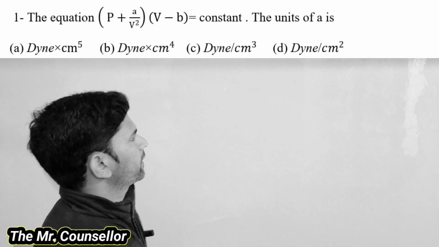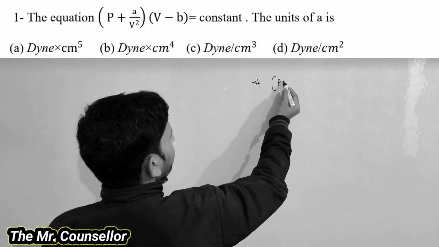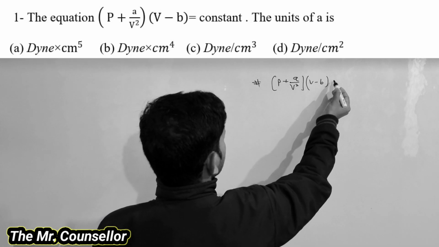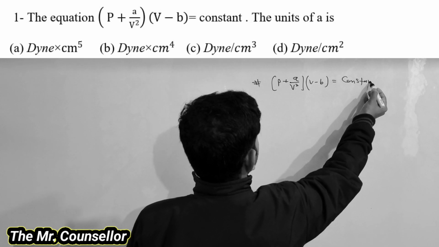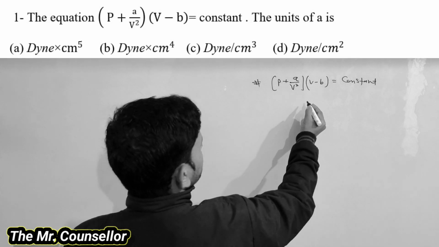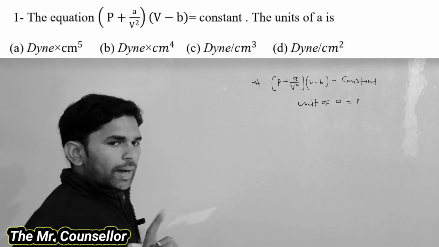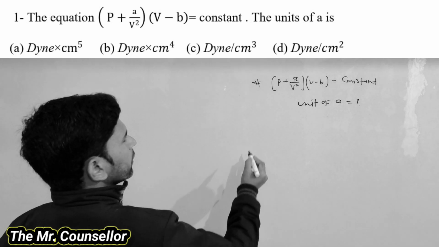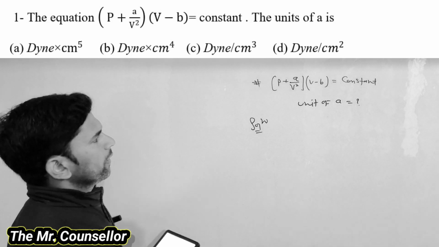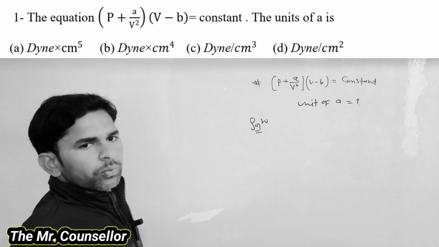What equation is given? There is one equation given: (P + A/V²)(V − B) is equal to constant. So what are they asking? They are asking what is the unit of A. How can we find it? Whenever you face a problem like this, you will apply the homogeneity rules.